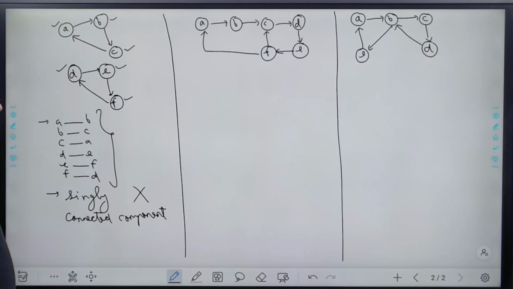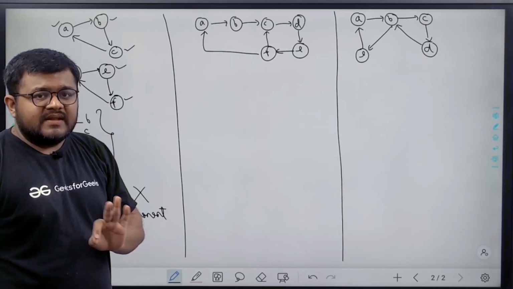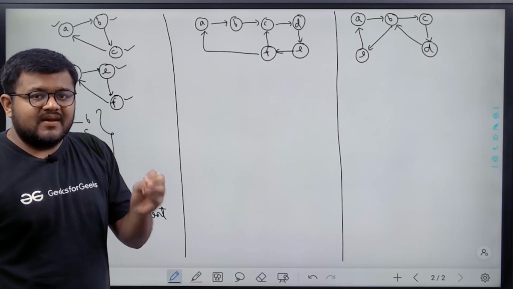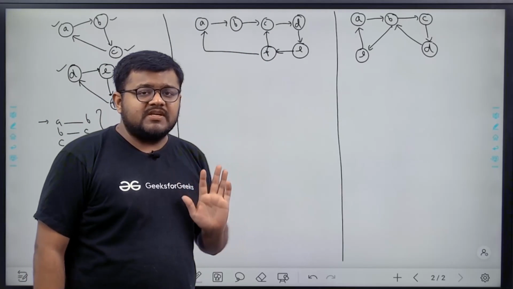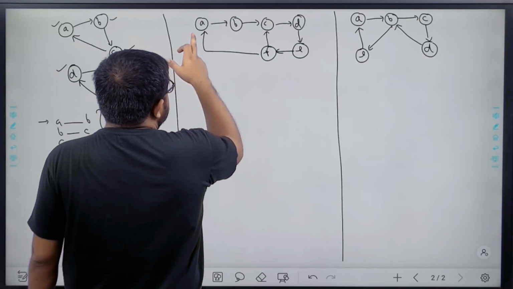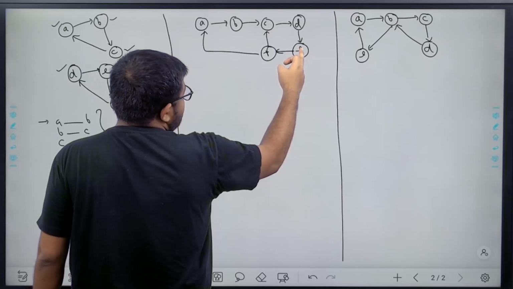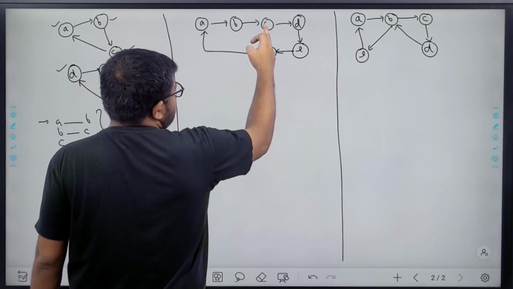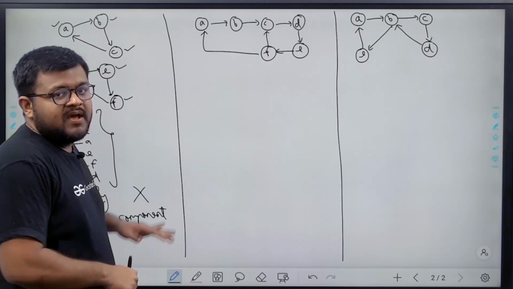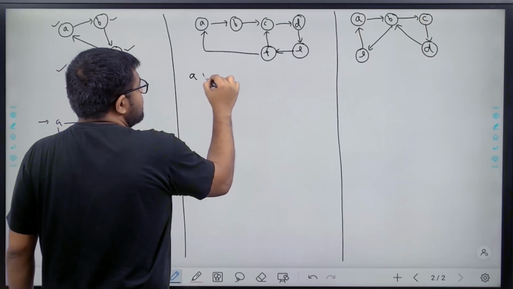Let us have a look at this example. Is this a singly connected component? Yes. Why is it a singly connected component? Because here there is a directed path between each and every pair of vertices. So how? See, from A I can go to B, I can go to C, from C I can go to D, from D I can go to E, from E I can go to F, and from F I can go back to C.